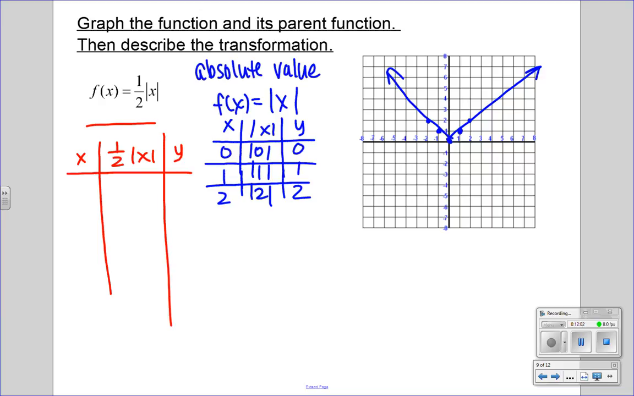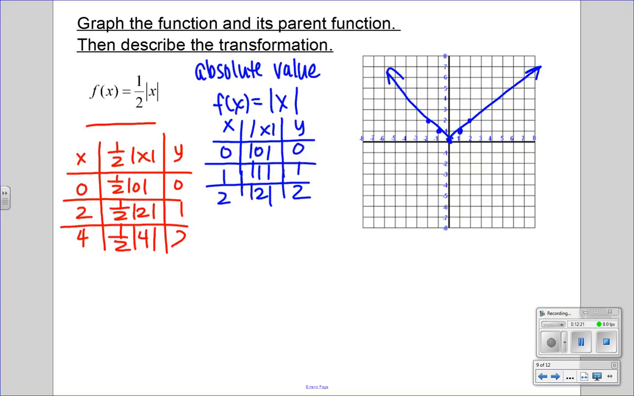And I'm going to try a 0, a 2, and a 4. Let's try those out. Okay? So 1/2 times the absolute value of 0 is 0. 1/2 times the absolute value of 2 is 1. And 1/2 times the absolute value of 4 is 2.